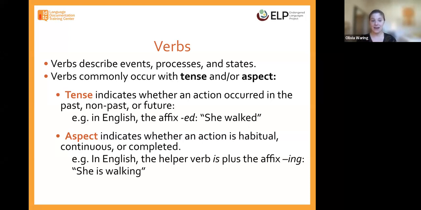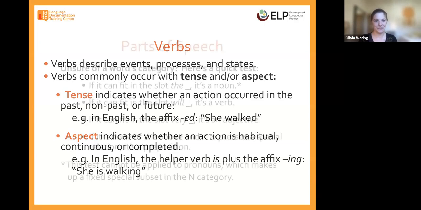Similarly, aspect. Aspect tells you whether the action is habitual, whether it's completed, already done, or whether it's ongoing. So in the English sentence, she is walking, the ing morpheme at the end tells you that the process of walking is ongoing. It's happening as we speak. It's not completed yet. She's still on her walk. So again, a clue that walk must be a verb and not a noun or some other part of speech.